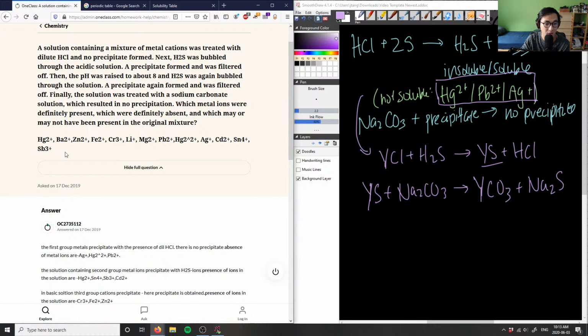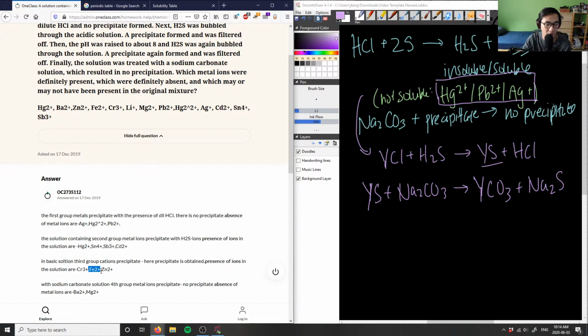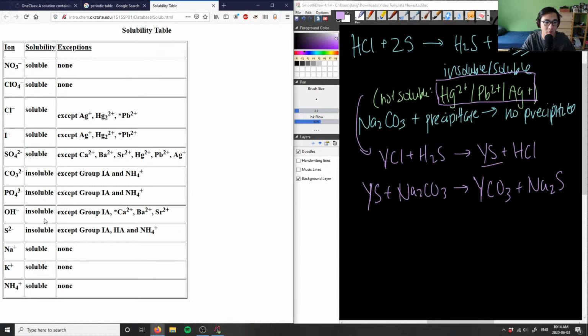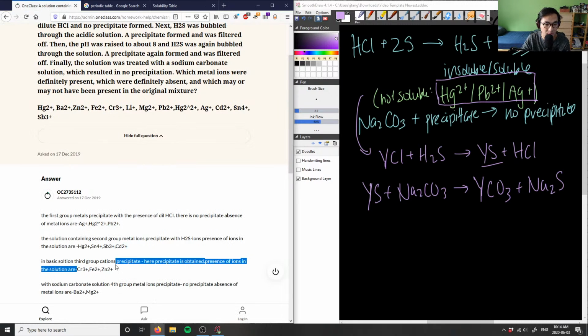So you have chromium, iron, and zinc, and then I think I mixed this up. And then the H2S ions here are mercury, tin, antimony, and cadmium, right? Because here we're looking at the S2 minus, and we're looking at all the metals that are not in 1, 2, and then for the basic solutions here, we have chromium, iron, and zinc.